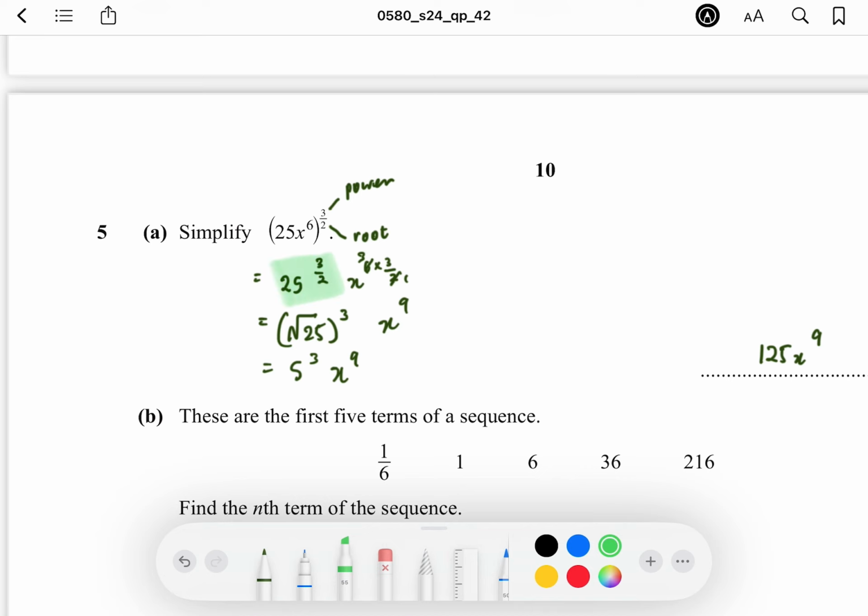Rajin teacher tu lupa teacher. This is paper 2. But that's practice for your paper 1 anyway. Okay? So it's crucial that you know when you have fractional index, the numerator is the power, the denominator is the root.